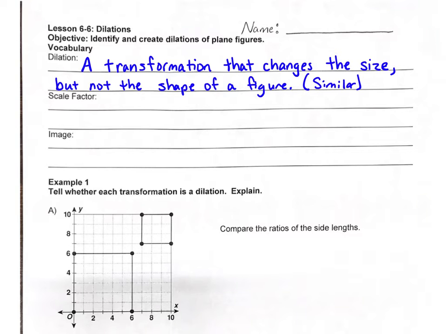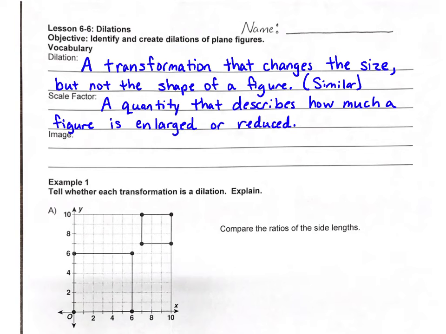A dilation is a type of transformation, which just means change, that changes the size but not the shape of a figure. So it'll result in a similar figure, same shape but a different size. A scale factor is something that you've already talked about in 7th grade math. You've dealt with scale factors, and it's just a number, a quantity, that describes how much a figure is enlarged or reduced. We multiply by the scale factor.